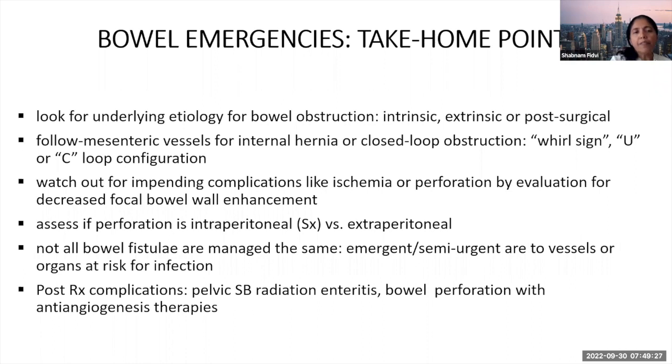And then the type of fistulous communication dictates how the patients will be managed, namely fistulous communications to vessels and the GU system are usually going to be treated emergently with surgery, and the others can be managed conservatively. And I also showed you some examples of treatment-related complications like radiation enteritis and anti-angiogenesis therapy-related complications.